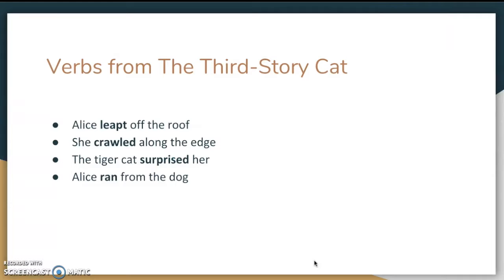Verbs from The Third Story Cat. Some examples of a verb from the story that we read are Alice leapt off the roof. She crawled along the edge. The tiger cat surprised her. And Alice ran from the dog.